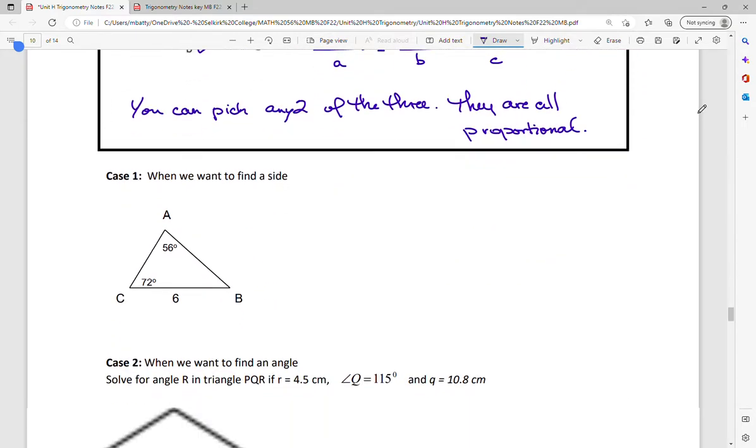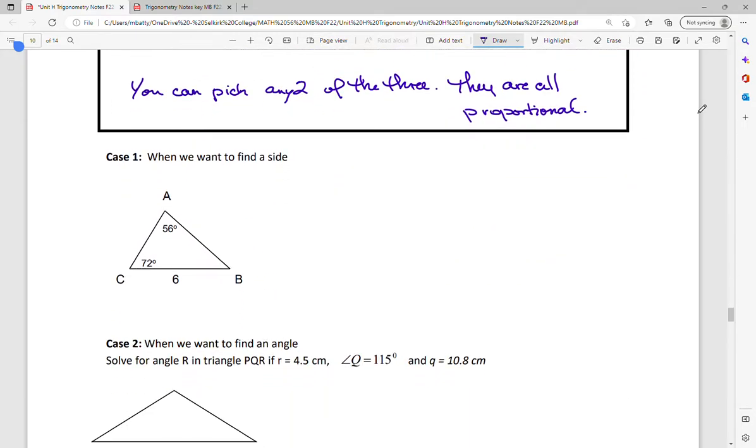So let's take a look at these. This is the first case. We want to find a side here. What we have is angle A and side A. So when you have that, that's what sets you up for the sine law. So we want to find side C in this one. I kind of made that one up.